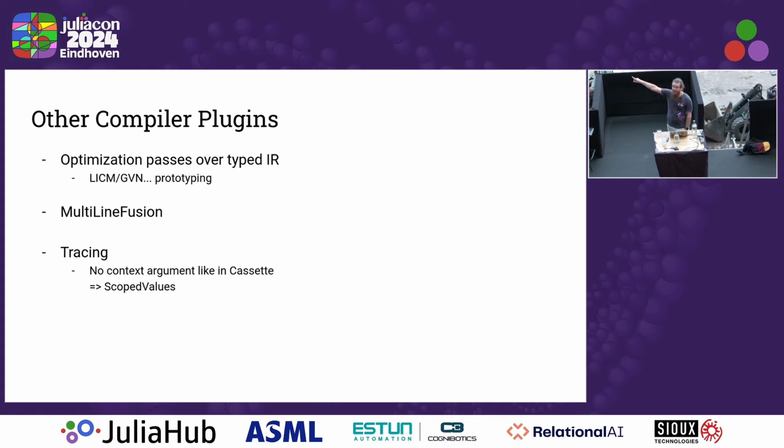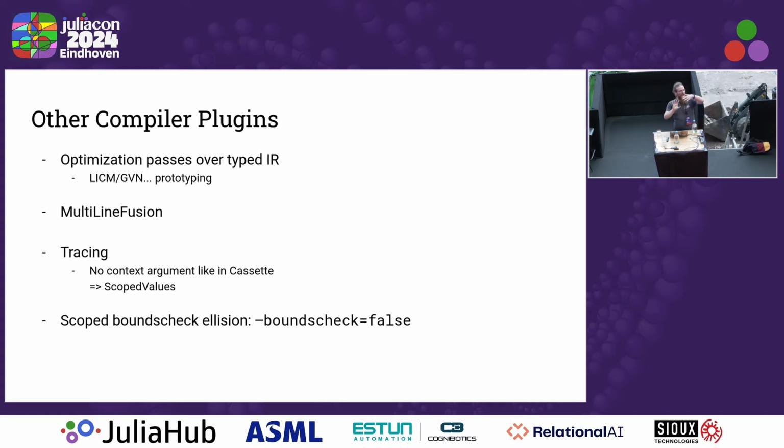One big caveat is we don't have context arguments like in Cassette, but what do we have? Scoped values. Scoped values are great context arguments. So problem solved. One thing that I haven't implemented yet, but which I would want to do with the system, is to implement scoped bounds check elision, so that you don't have to set globally bounds checking equals false, but you can say in this subgraph of the program, turn off bounds checking.